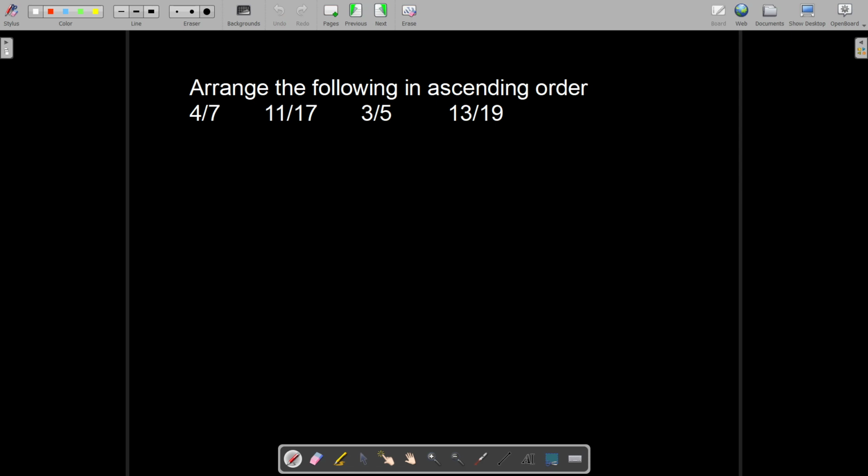Arrange the following in ascending order. Now you have 4 by 7, 11 by 17, 3 by 5 and 13 by 19. Here you cannot find a pattern. You have to make it. So you have 4 by 7, 11 by 17, 3 by 5 and 13 by 19.